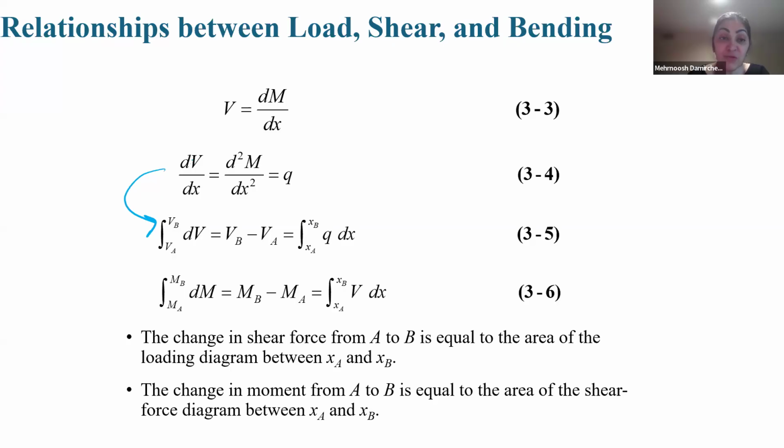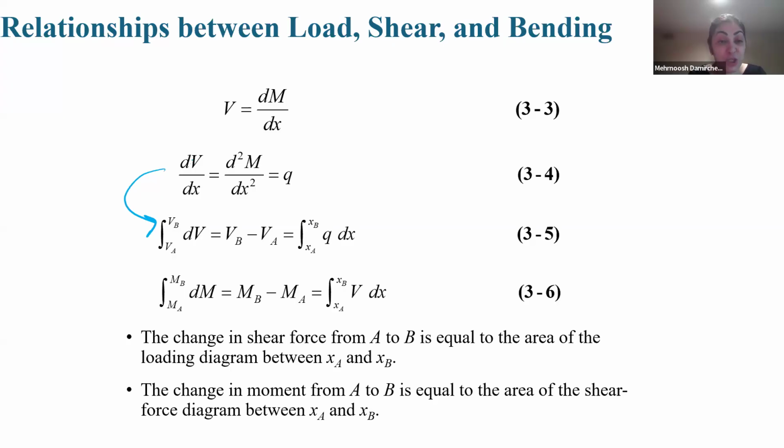So dM = V dx, which means the change in M equals the area under V. It is so common. First we have the Q. By finding the integral, we find V, and by finding the integral of V, we can find M.